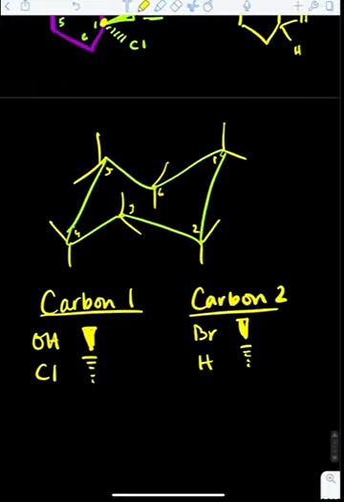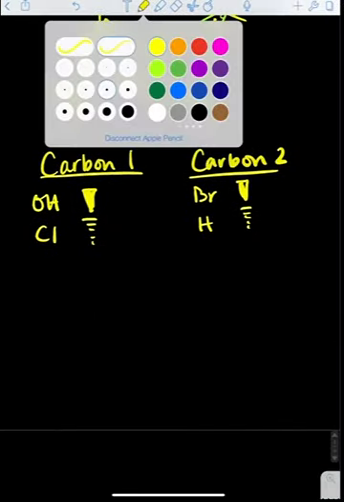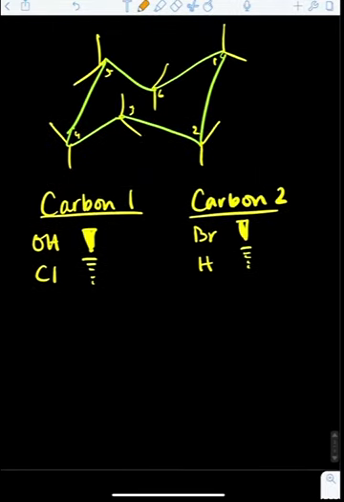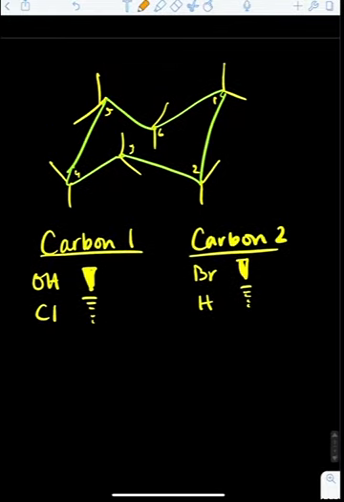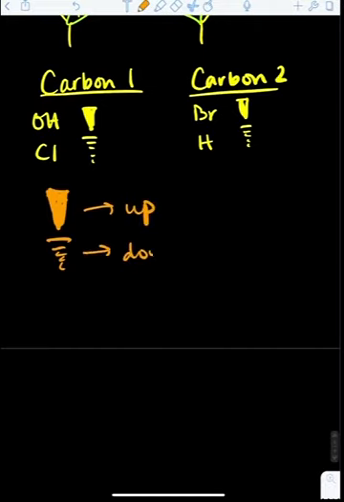All right, so we also need one more piece of information before we can draw this. So we need to know whether the wedge bond is going to be in the up position, or whether the wedge bond is going to be in the down position. So I'm going to draw a wedge bond and a dash bond. So the wedge bond is always going to be in the up position, and the dash bond is always going to be in the down position.